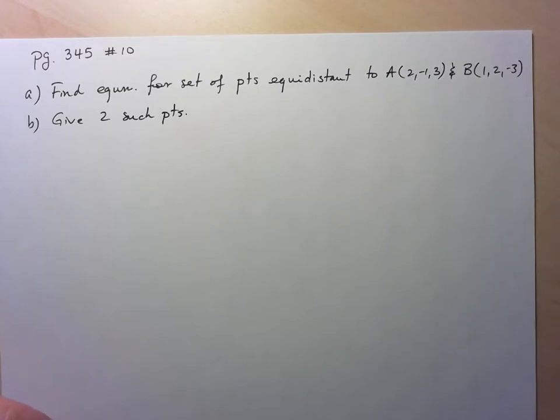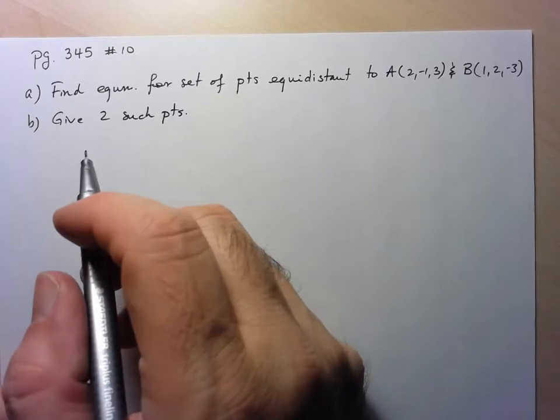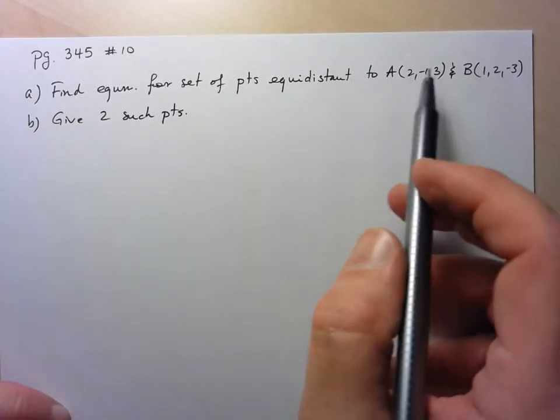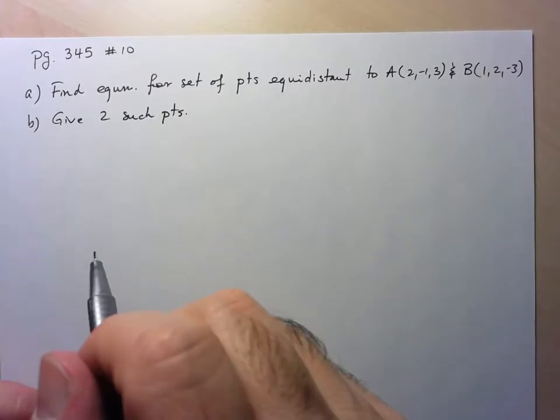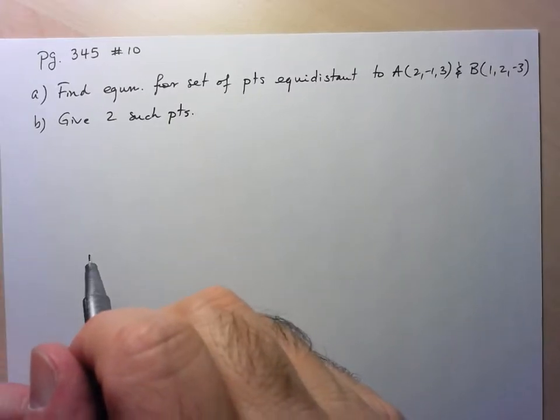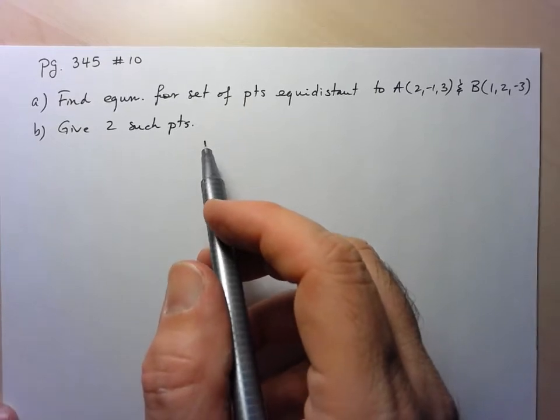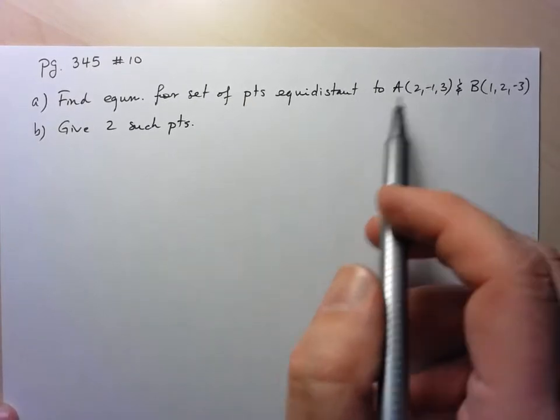Hi folks, we're going to take a look at page 345, number 10. What they want us to do here is find the equation for the set of points equidistant to these two given points, and then find two particular ones. The way they've posed the question indicates that there are many points which have the same distance from each of these two points.